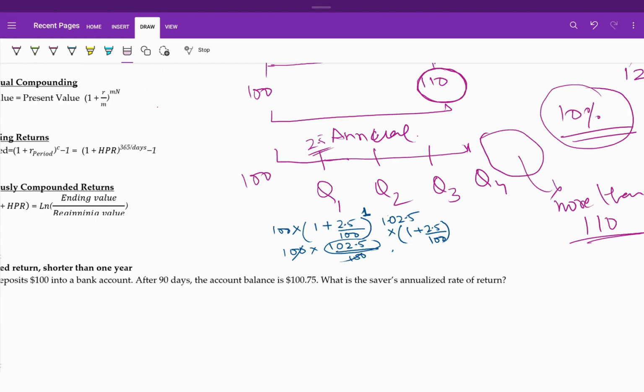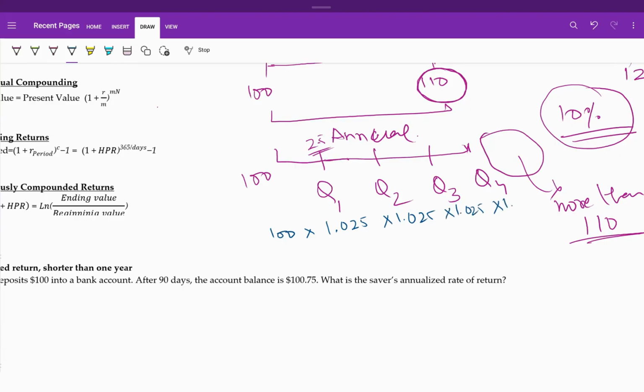And just like we previously discussed, we start with 100. In quarter 1, we are going to multiply with 1 plus 2.5 divided by 100, and we keep multiplying this thing. This is what the formula is going to represent now.